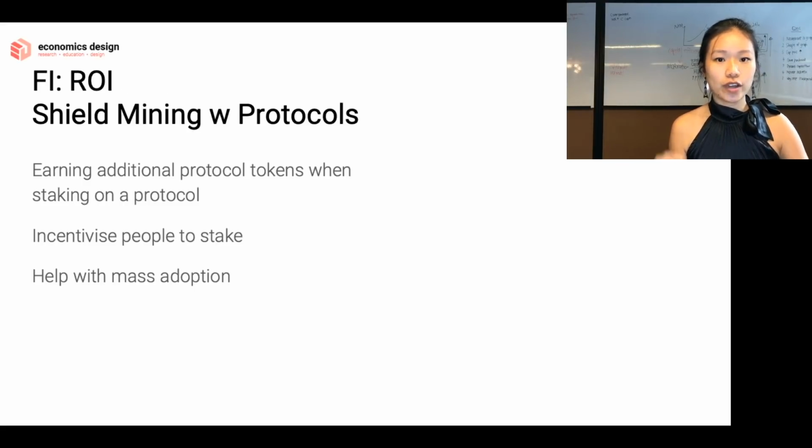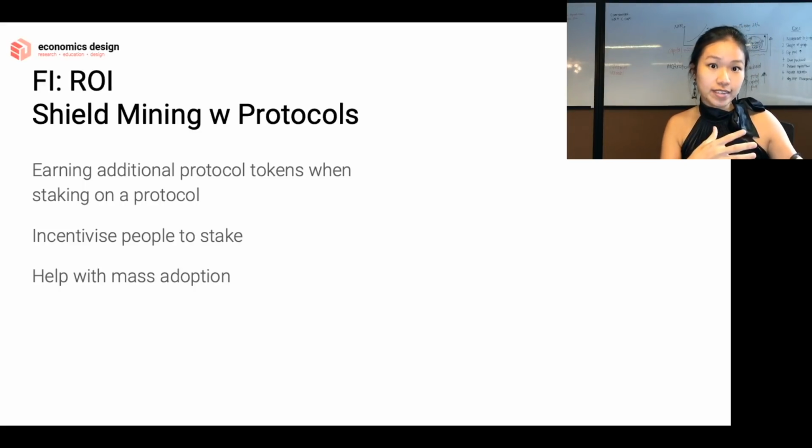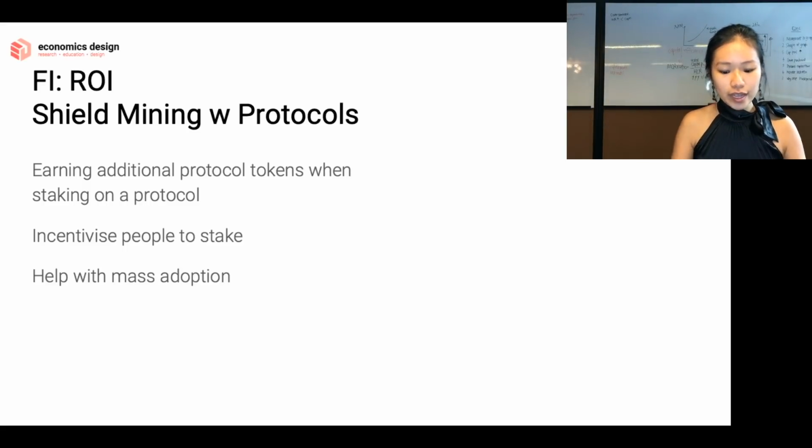And the other way to look at ROI is shield mining that I talked about just now. Shield mining is when a protocol also comes in with Nexus Mutual. So let's go back to Lisa protocol. If Lisa is partnering with Nexus Mutual, then when claim assessors stake on the Lisa protocol, they will get NXM as returns. And not only that, they can also get the Lisa token as returns.